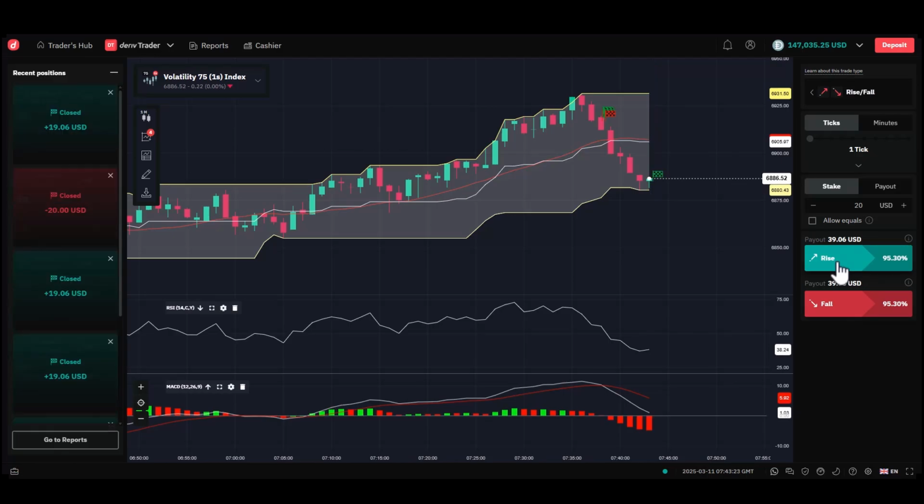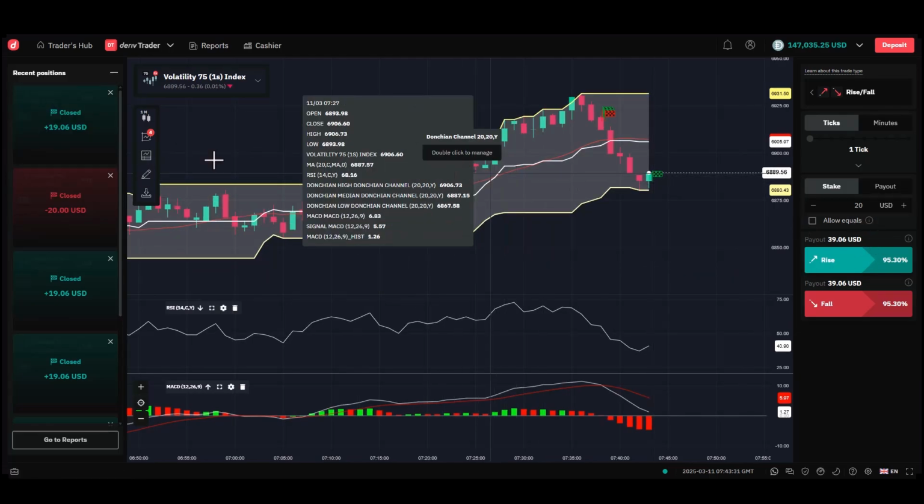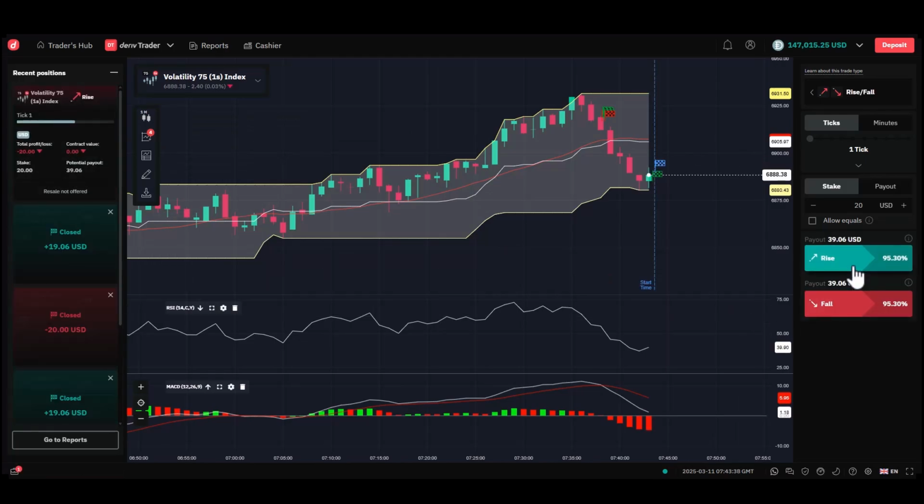Yeah, and in that case, that one. So you see what happens. It was 19.06. So we staked $20. Obviously, the $20 we get back, and the profit is 19.06. Let's go again.